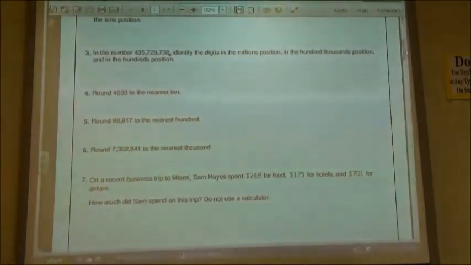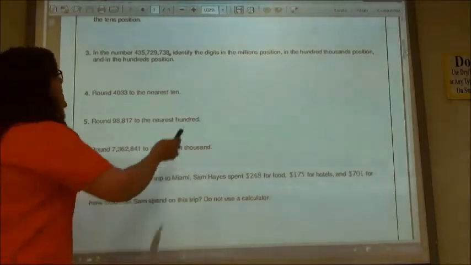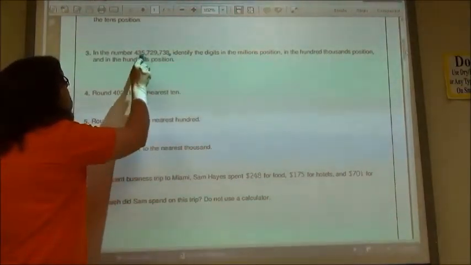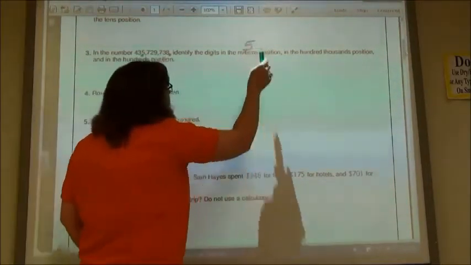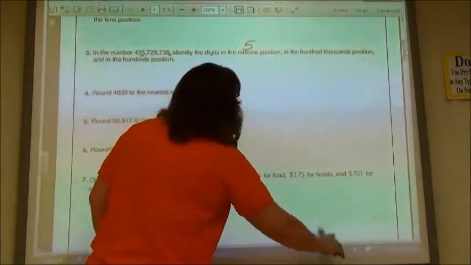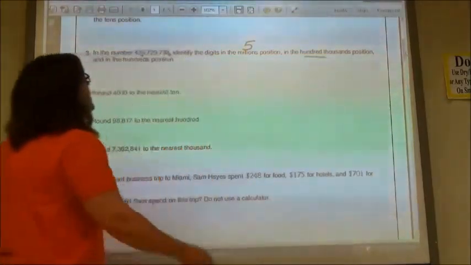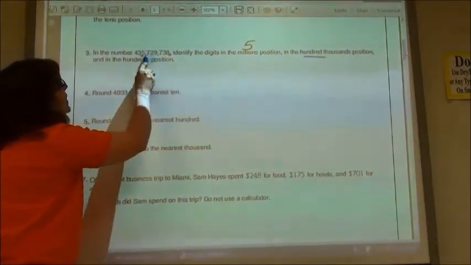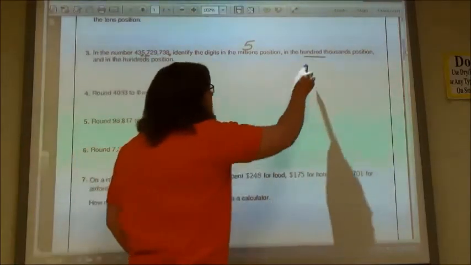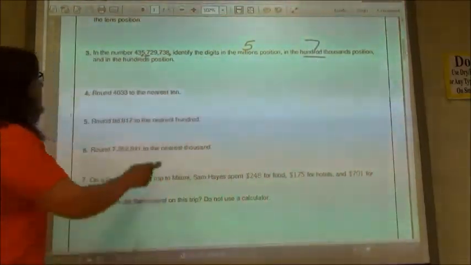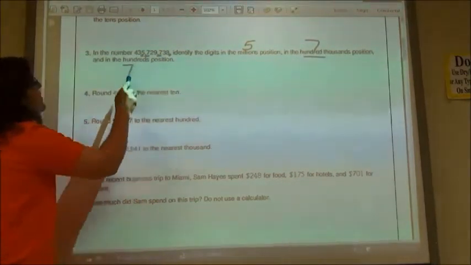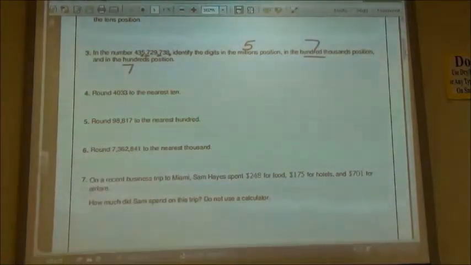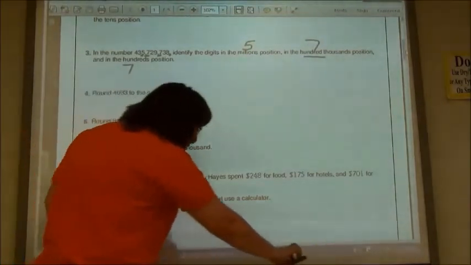It's a little misleading. Number in the millions position. So after the second comma, that 5. That stands for 435 million. 5 is in my millions position. In the 100,000s position, so here's my thousands, ones, tens, 100,000 would be the 7, 700,000. And in the hundreds position, ones, tens, hundreds, again we have a 7. So the 5 is in the millions, the 7's in the 100,000s, and there's also a 7 in the hundreds.